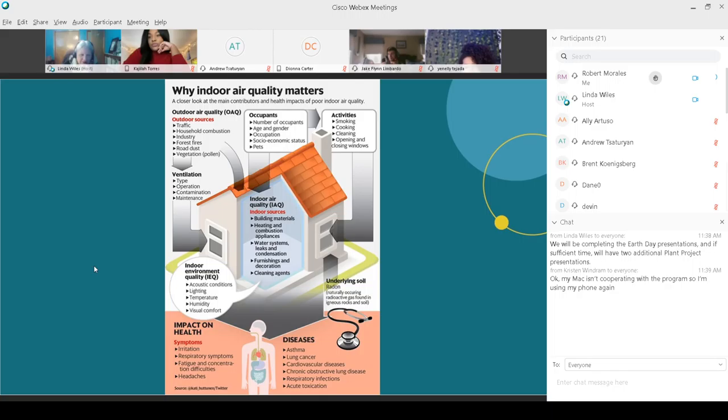So, given the current environment with COVID-19, if you have bad air in your house, you're basically more susceptible to greater effects from it. Yeah.